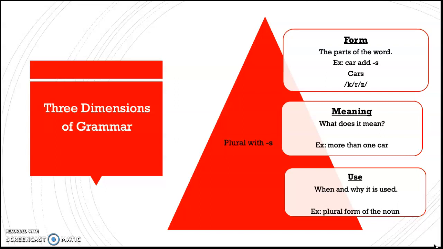Form refers to observable structural components such as the phonemes, graphemes, inflectional morphemes, and syntactic patterns. In this example, the grammar focus is turning a noun from singular to plural by adding an S. Look at the word car. The word car is singular. To make it plural, we add S at the end, creating the new word cars. The word cars is pronounced cars.